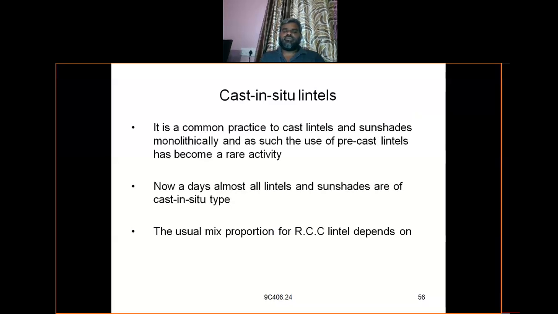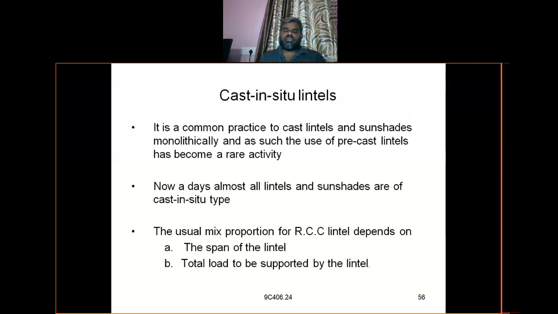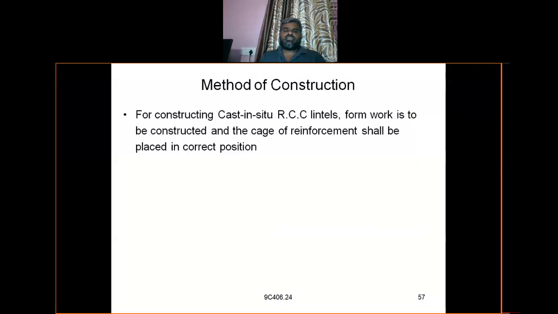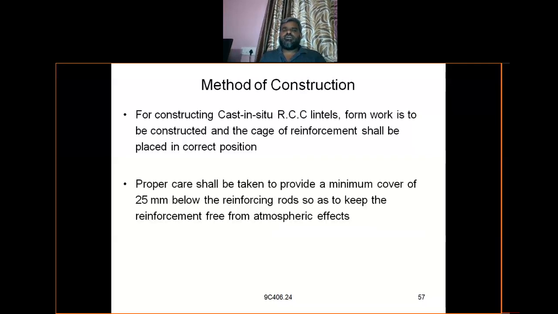The usual mix proportion of an RCC lintel depends upon the span of the lintel and the total load to be distributed by the lintel. Method of construction: for construction of cast in situ RCC lintels, formwork is to be constructed, along with the sunsheds. The cage of reinforcement, as per the BBS, shall be placed in the correct position. Proper care shall be taken to provide a minimum cover of 25 mm below the reinforcing rods so as to keep the reinforcement free from atmospheric effects.